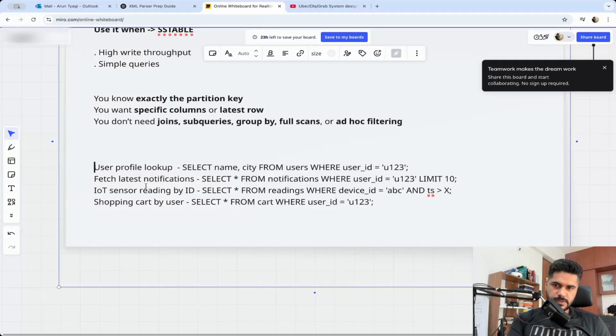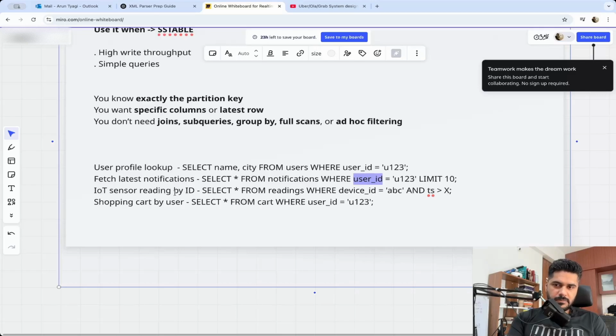Now look at these queries. We are talking about getting my user profile, where I know exactly for which user I'm querying, right? So all the profile things. Then something like fetching the latest notifications. Here also, for this particular user, I'm trying to get all the notifications. So I directly know the partition key, and then my other columns, where notification will be my row key or something like that.